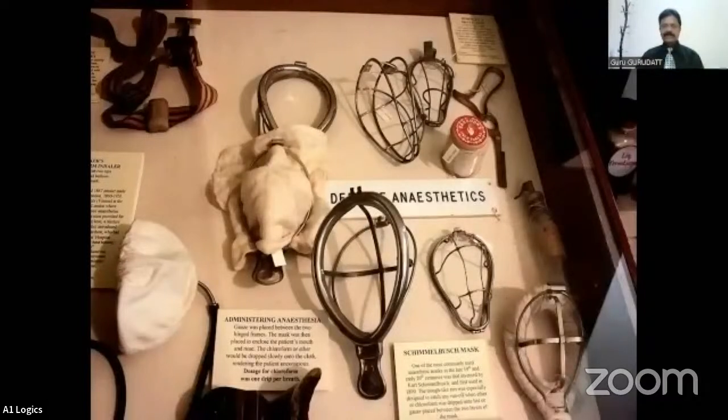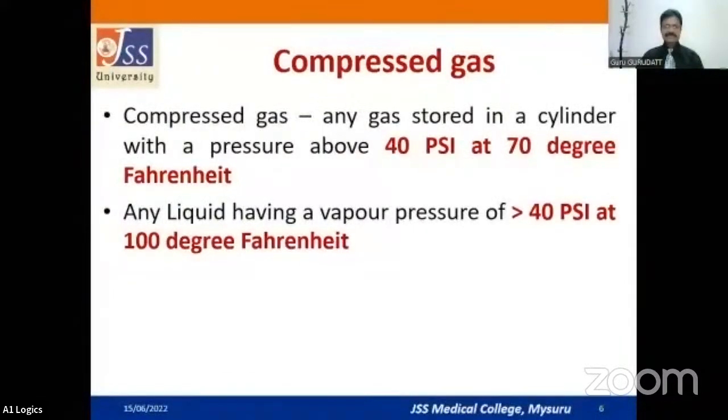But later in the early 1900s, especially 1912 to 1915, these gases, especially oxygen and nitrous oxide, were introduced as compressed gases in cylinder form. So many times one of the questions asked is, what is a compressed gas? You should know that a compressed gas is one which has a pressure of more than 40 psi, pounds per square inch, at 70° Fahrenheit.